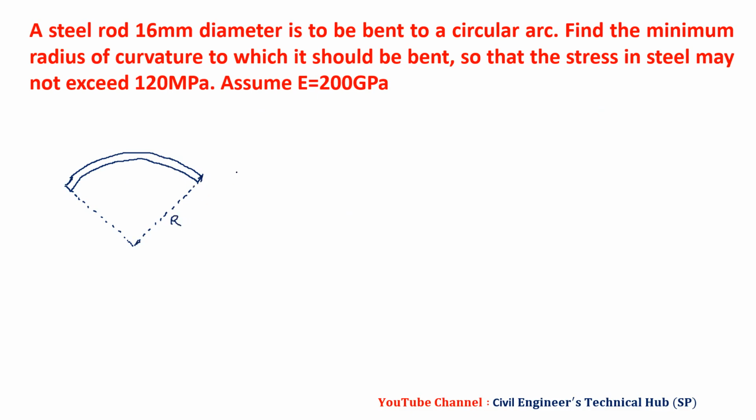If I consider this cross section, 16 millimeter diameter, I will draw it enlarged. So we have it like this, and the stress is given not to exceed 120. If we draw the bending stress diagram for this, this is given 120. The diameter is given 16, so we have this as 8, and below also we have 8 millimeters.